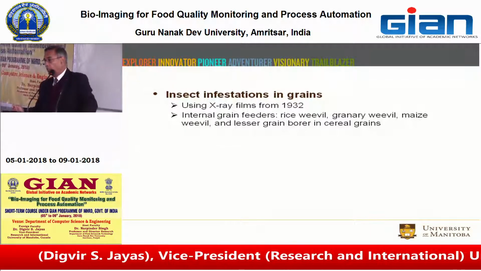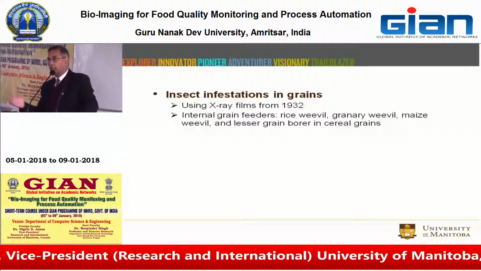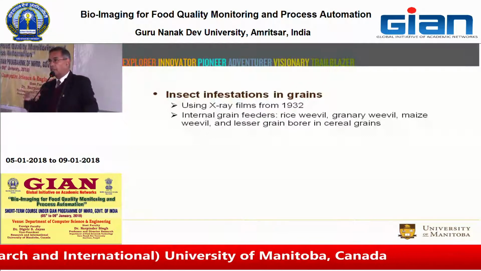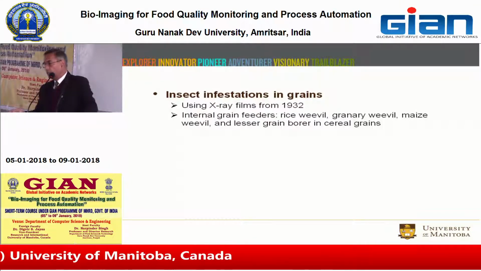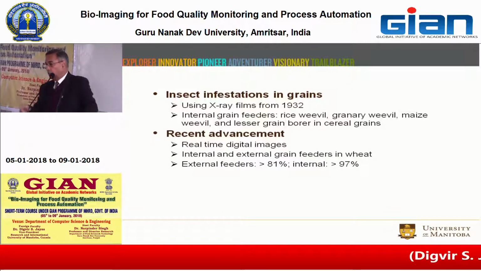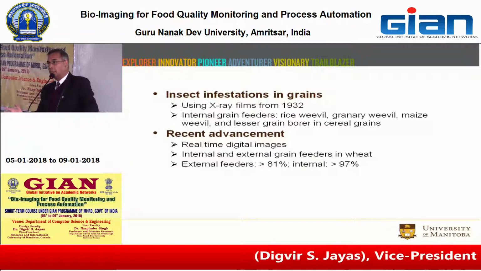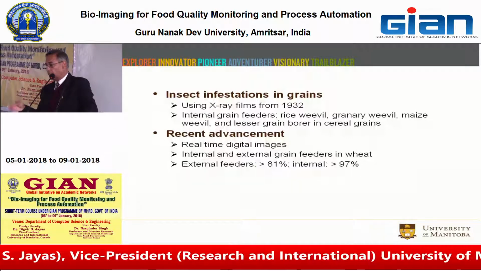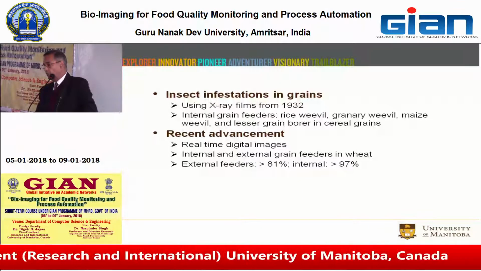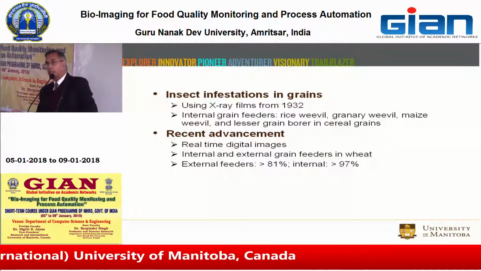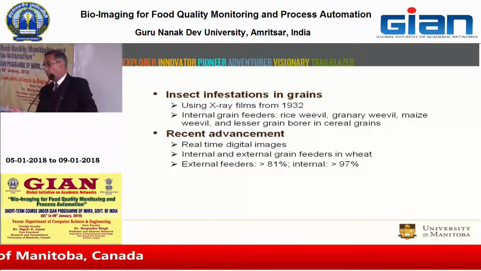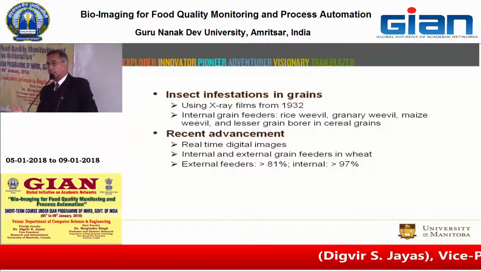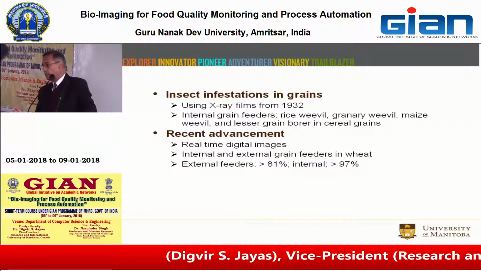Nowadays there are digital systems available, so you don't use the film, and just like your digital camera that gives you the image, it would give you the X-ray image. But the process is the same. So the initial use was in 1932 using those films, and then it was used for detecting internal grain feeders such as rice beetle, grain beetle. These are the different insect types which are found in the grain. Maize beetle and lesser grain borer in cereal grains.